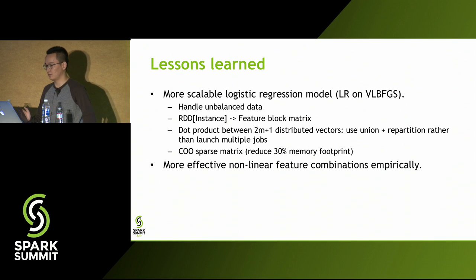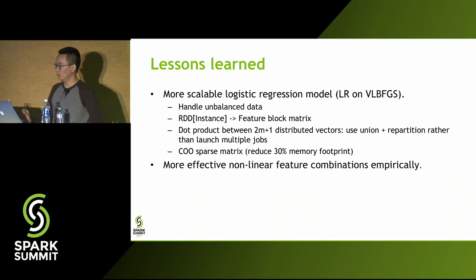The core operation of vector-free L-BFGS is calculating dot products between 21 distributed vectors. Since calculating dot products between distributed vectors is very time-consuming, we designed an efficient way which can reduce the number of jobs for the steps from 42 to 1 and makes jobs run more in parallel. You can save a lot of time. And another significant optimization is that we store sparse matrices in COO format, which is currently not supported by MLlib. And it can reduce the memory use by about 30% and make the computation more efficient.